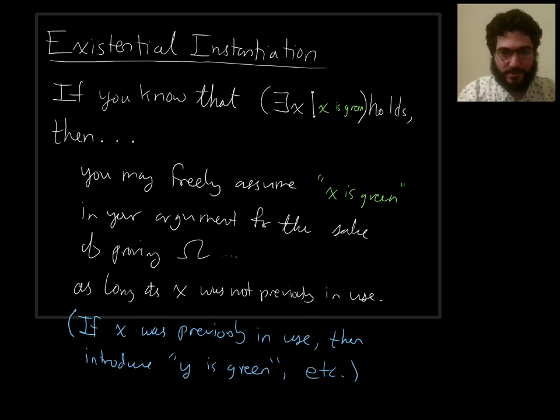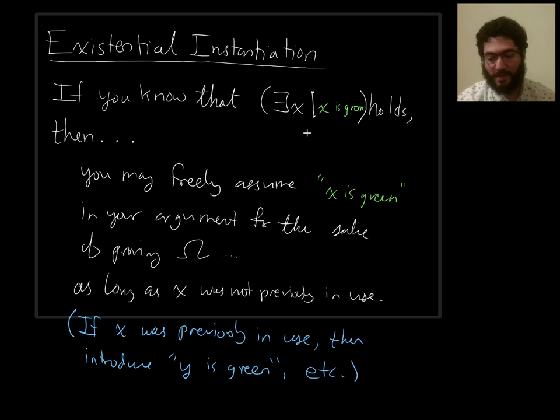So here's the rest of the rule. If x was previously in use in your proof, then you should introduce y is green. Or if y was previously in use also, then you should introduce a or b or c, or just use some variable that was not previously used. Use a new variable. So that's existential instantiation. It's similar to proof by cases. Instead of just letting you deduce something, it's giving you a way to prove some other thing, omega. And that way is to basically assign a name to that thing that you know exists.